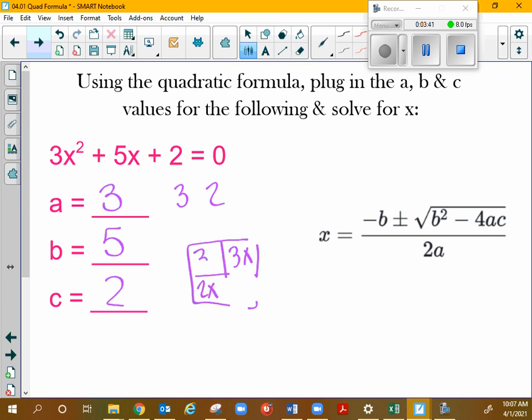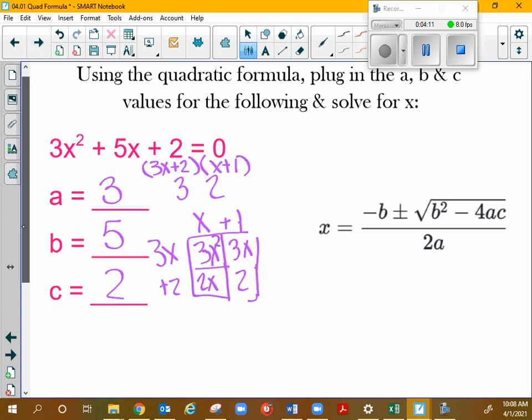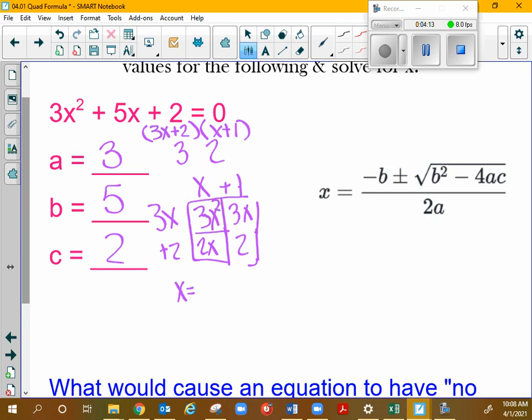So, 3x squared, and this is 2. Okay, so what kind of factor out here? 3x, good. So then what would this be? X. What would this be? 2. And what would this be? 1. So my factors are 3x plus 2 and x plus 1. So what are my solutions? X equals negative 1 and x equals negative 2 over 3.